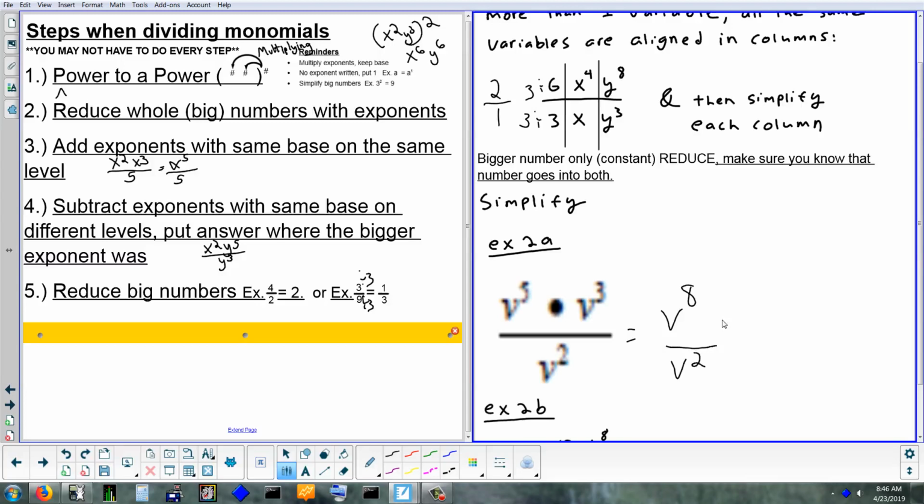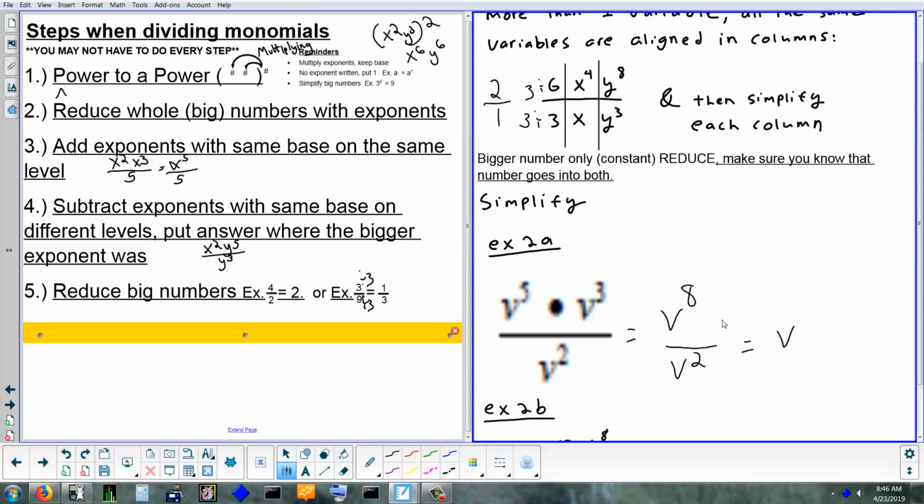Step 4. Subtract exponents with the same base on different levels. Put the answer where the bigger exponent was. Bethany, what do you think? Do we have the same base on different levels? What's the base? V. It says put the answer where the bigger exponent was. So where's my V going to go? On the top, right? Because there's an 8 here.